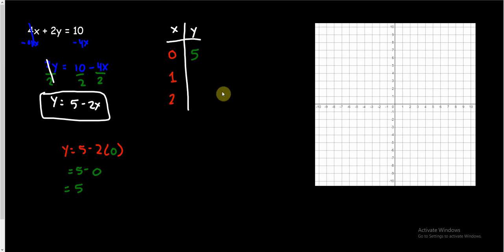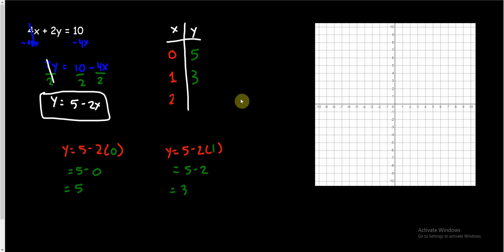Let's try a 1. Y equals 5 minus 2 blank. And we're going to plug in a 1. Let's see. 5 minus 2 times 1 is 2. 5 minus 2 is 3. Nice, so we got a 3 here. That wasn't too bad either.